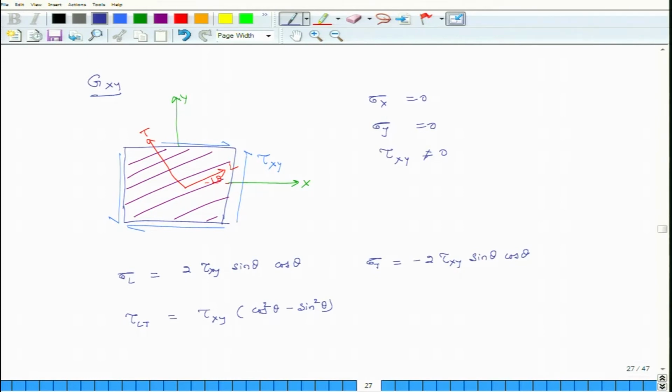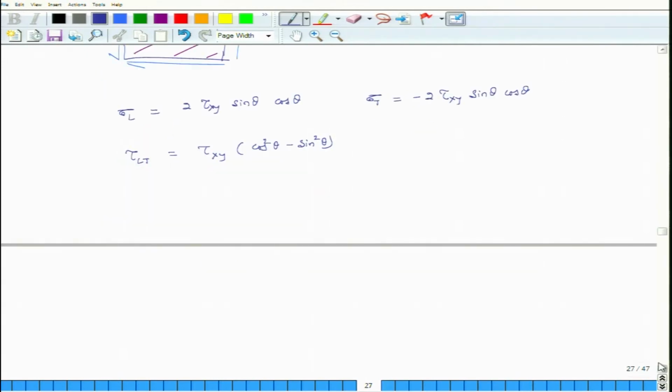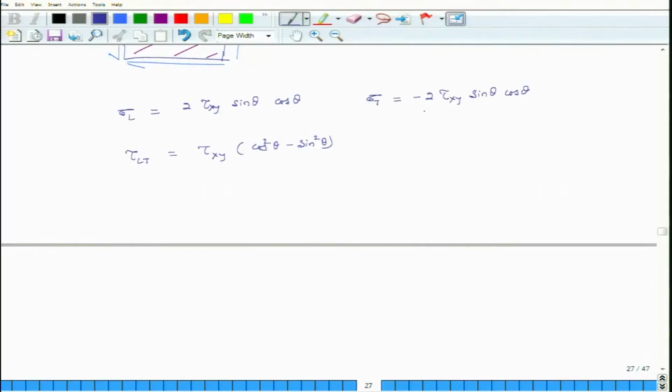So, these are the things. If this is the case, and then we also write, now sigma L is going to be a source of epsilon L and epsilon T. Sigma T will also generate epsilon L and epsilon T, and tau LT will generate a shear strain. So, from these things we can write expressions for epsilon L.